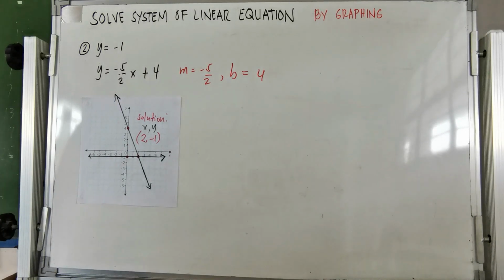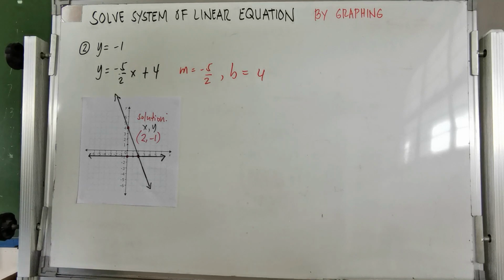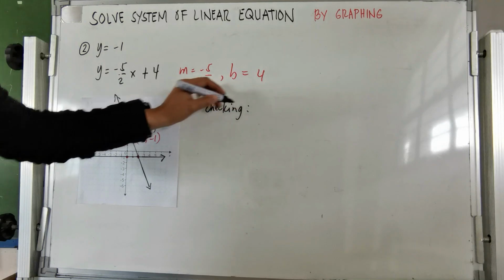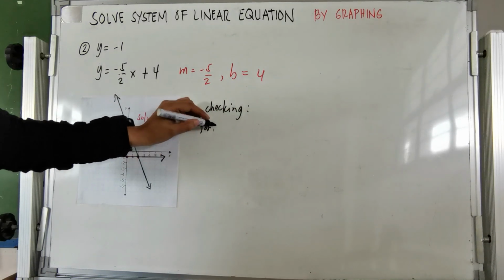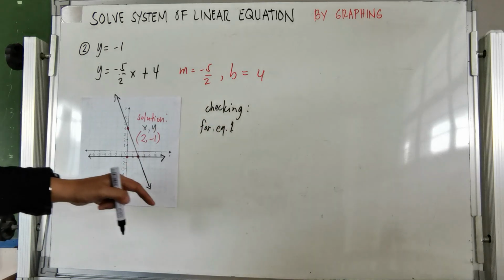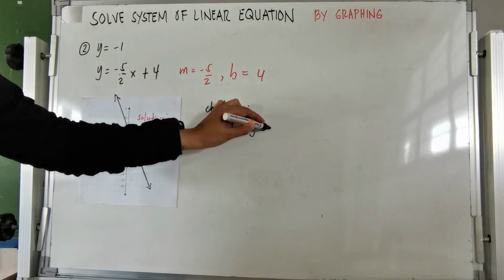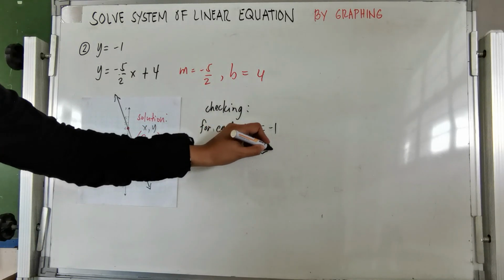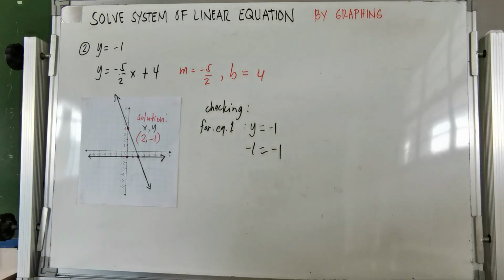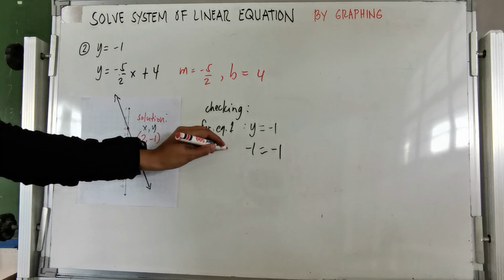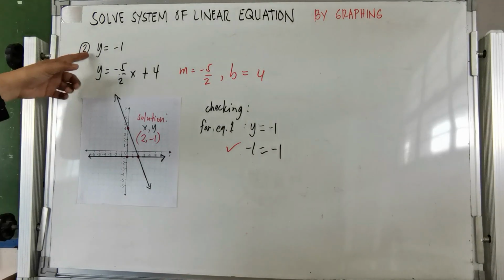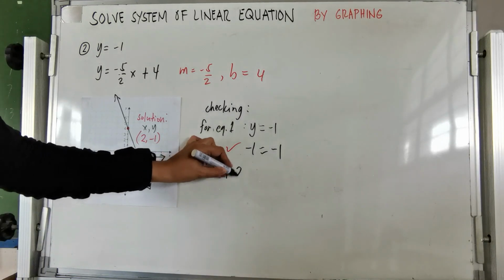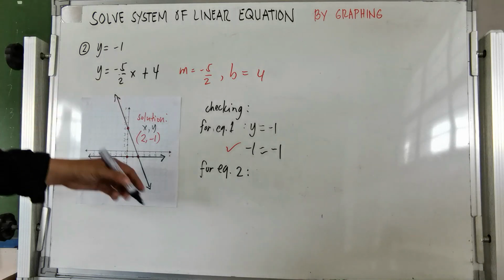So, for us to check kung tama itong nakuha nating solution, let us do the checking. So, for equation 1, we have y is equal to negative 1. We will substitute only the value of y, which is negative 1. So, we have negative 1 equals negative 1. Ayan, kitang-kita na siya ay equal kaagad. So, this is correct for our equation 1. What about for equation 2? Siyempre, dapat masatisfy niya rin yung equation 2 para masabi natin na tama ang solution.